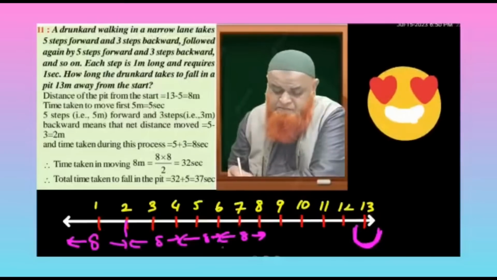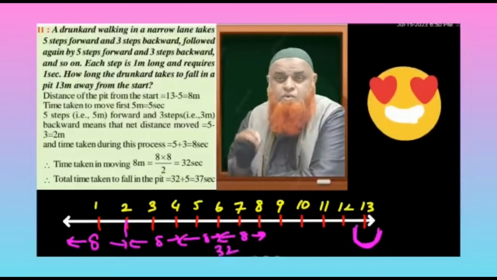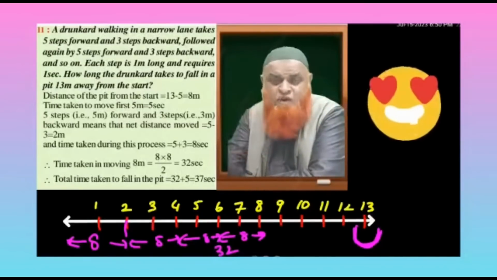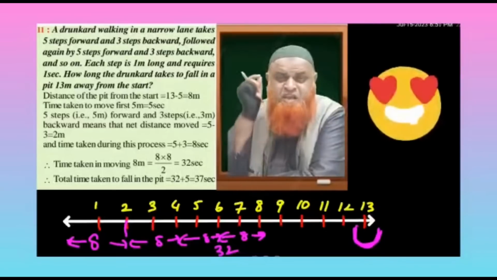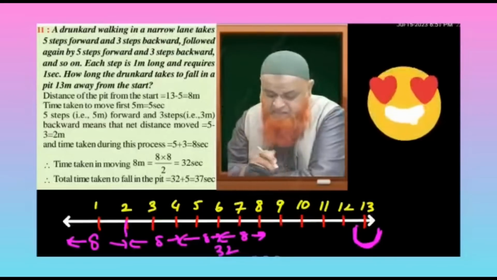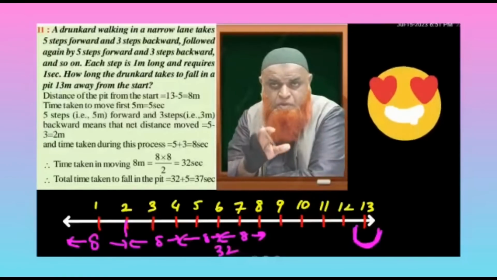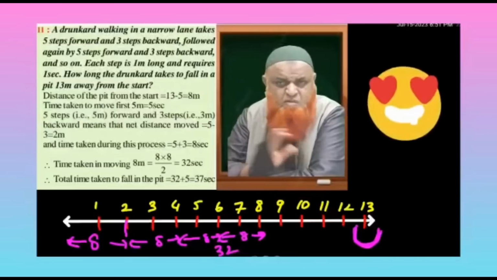What are you getting now? You are getting that 32 seconds for every time he goes forward and backward. Net 2 meters he is moving in 8 seconds. Like that, if he repeats 4 times, he reaches 8 meters. Because I am considering only the overall steps, just 2 meters he is moving forward. You should remember that much.